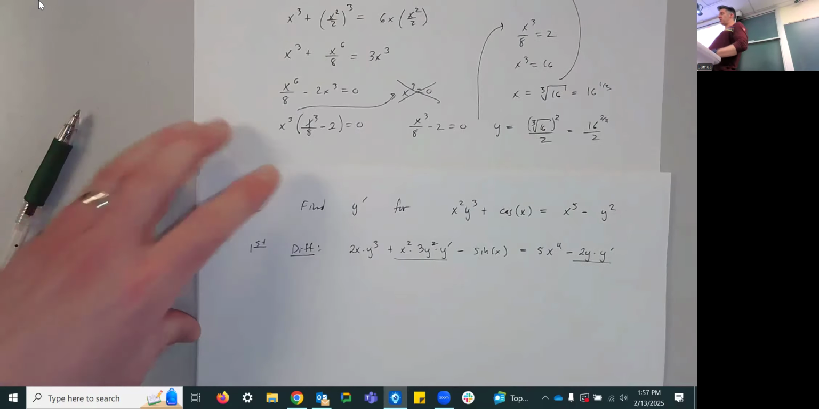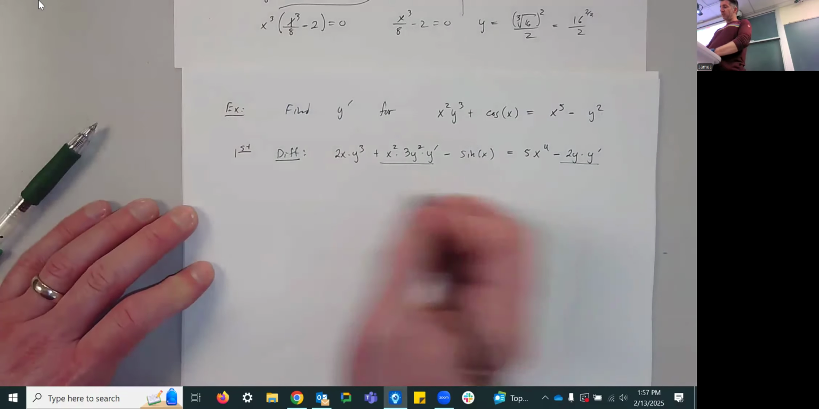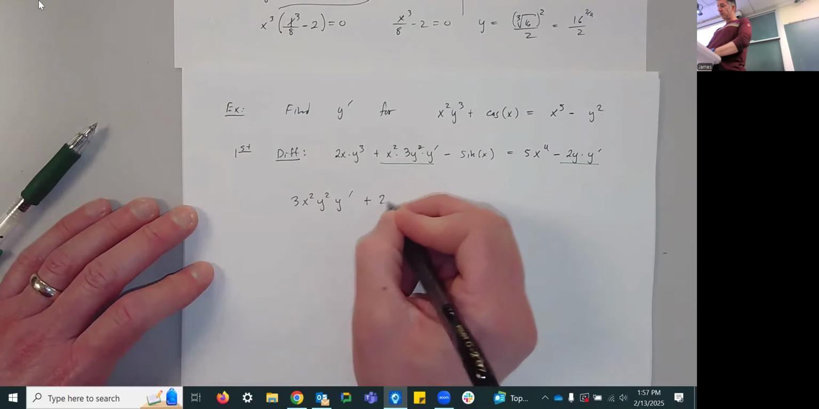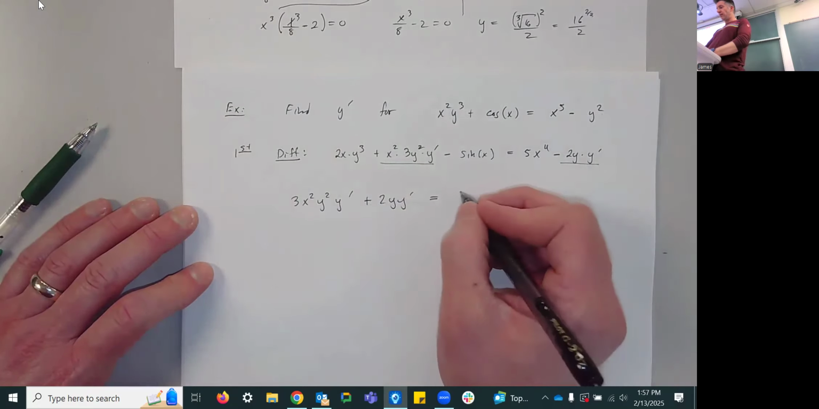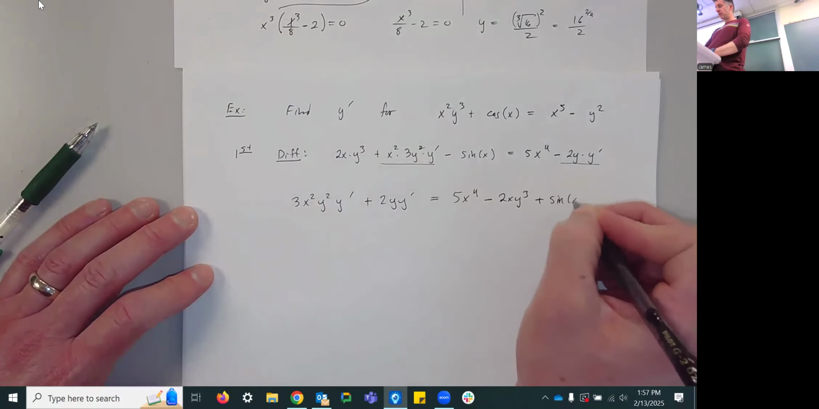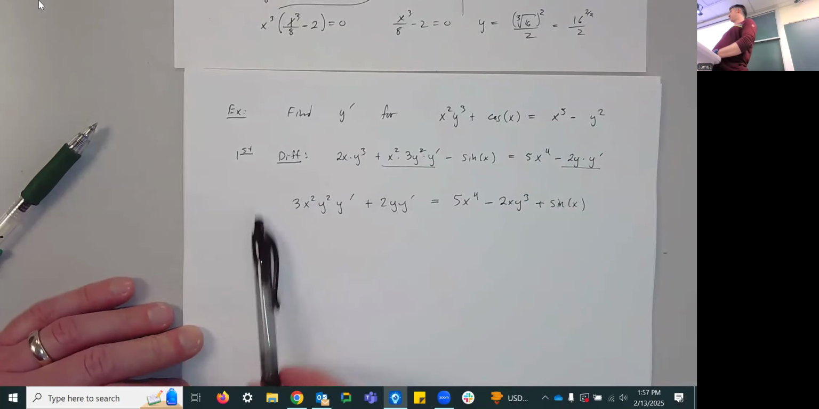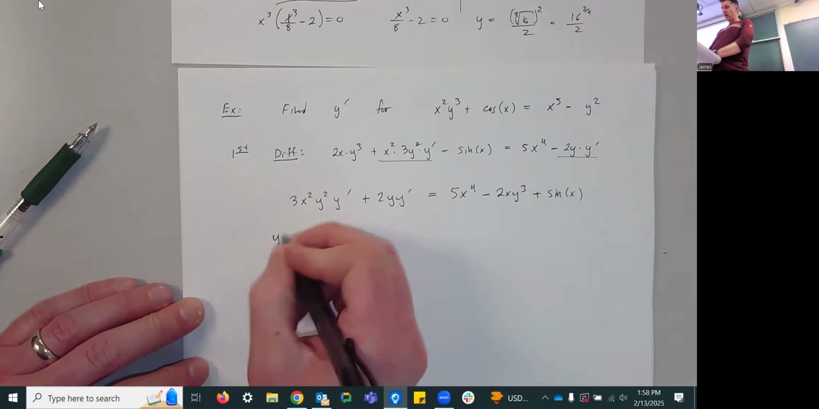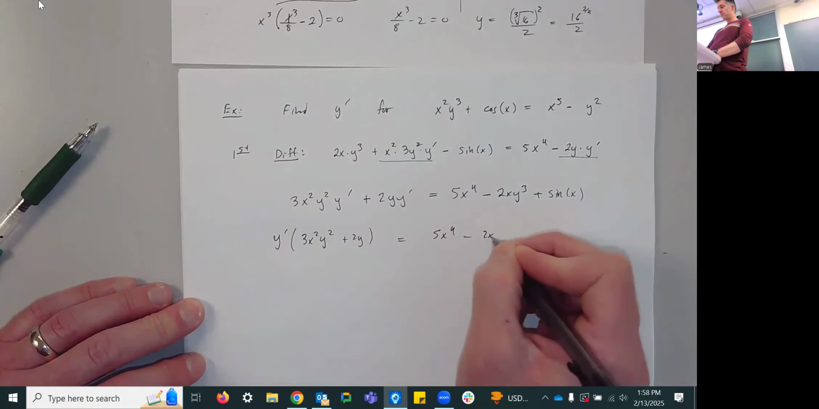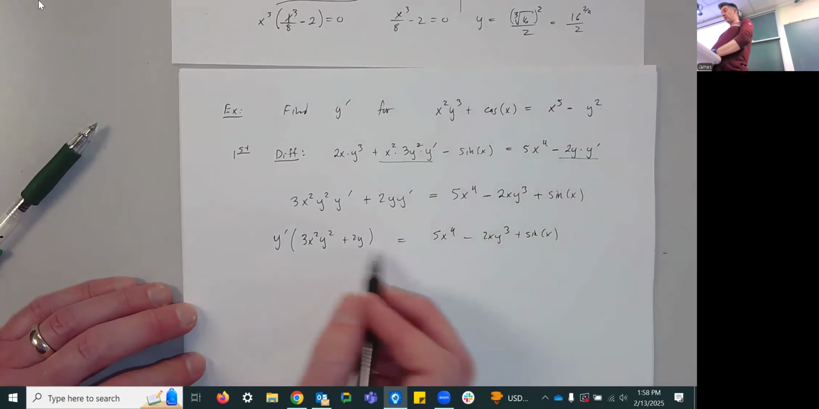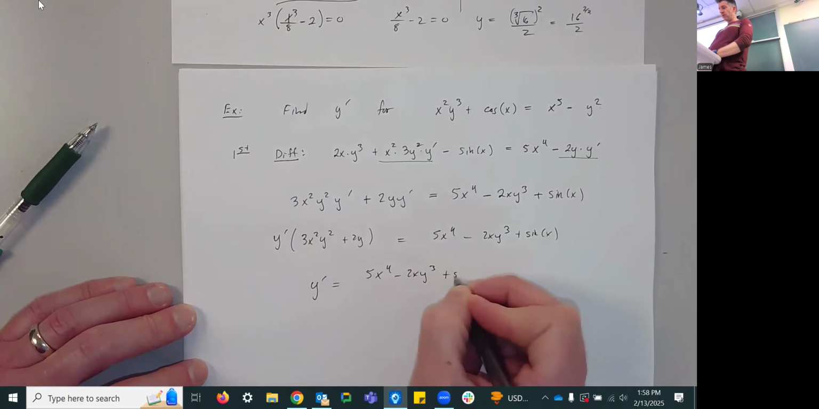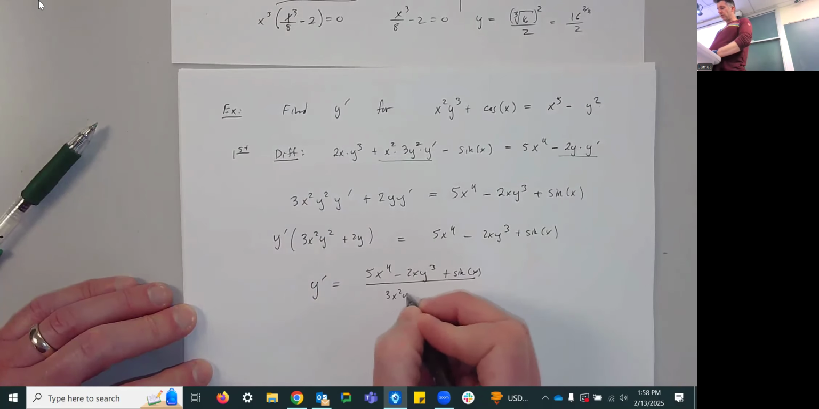I think these next two steps you could probably do in one step. So we're going to bring all the y primes to the left and say we have 3x squared y squared y prime plus 2y times y prime equal to all the other stuff on the right: 5x to the fourth minus 2xy cubed plus sine of x. In my opinion, we also could have factored out the y prime on the left-hand side in this step. So on the left-hand side, now we have y prime times (3x squared y squared plus 2y) equal to the same stuff. And then finally, we divide both sides by whatever's multiplying y prime to get our kind of terrible derivative: y prime is (5x to the fourth minus 2xy cubed plus sine of x) over (3x squared y squared plus 2y).